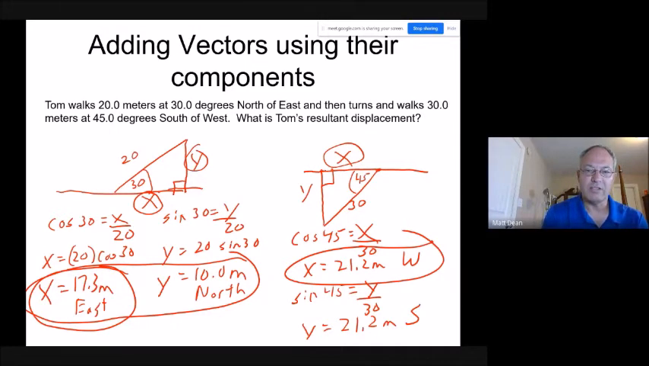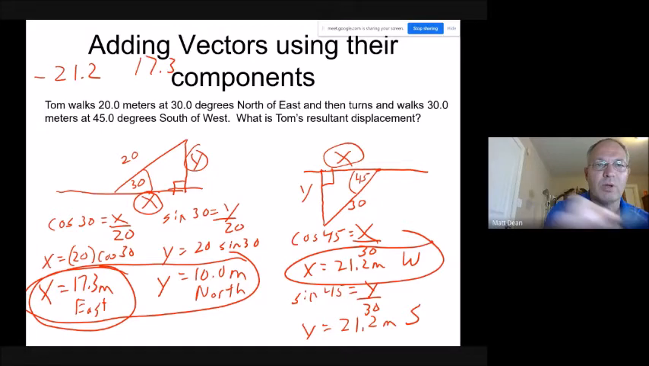So remember, west to the left is negative. So we're essentially combining negative 21.2, and east to the right is positive, positive 17.3. If we combine those together, we end up with negative 3.8, or 3.8 west.